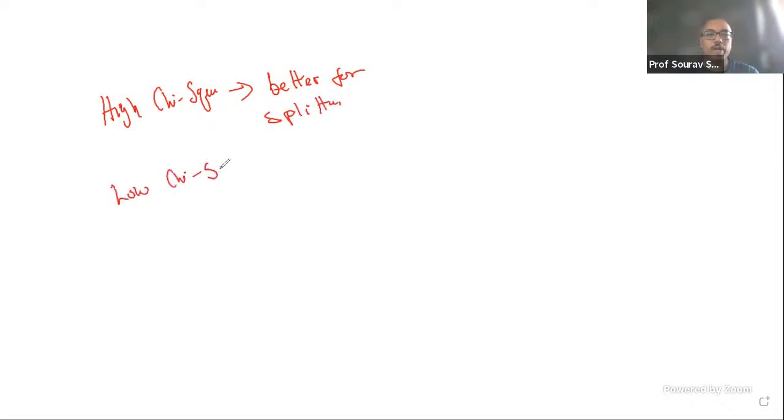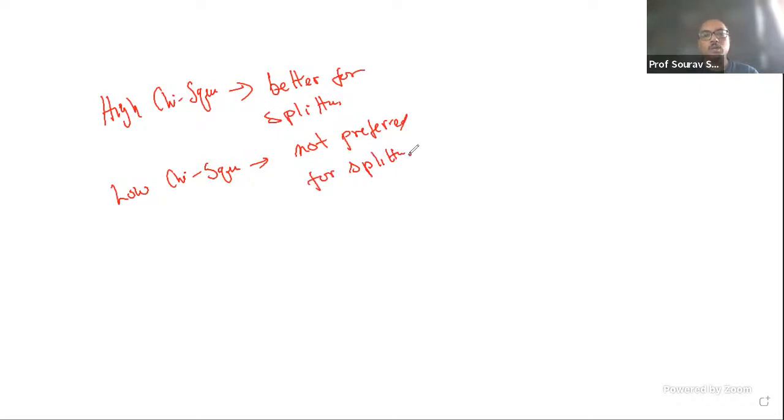Okay, now it's asking what's the interpretation of this chi-square. As I said, high chi-square is better for splitting, low chi-square is not preferred for splitting.